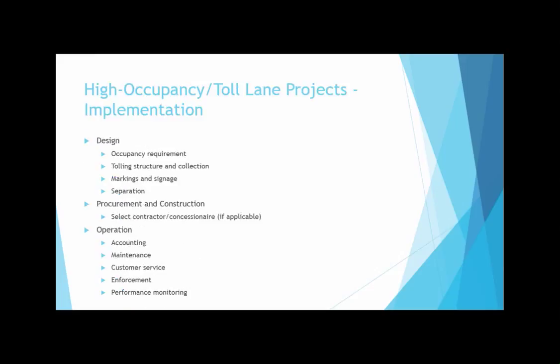The implementation of high-occupancy toll lane projects includes the design, procurement, and construction and operation steps. Some design concerns that will arise during the project are: what is the occupancy requirement? So is it HOT 2+, where a 2 or more person vehicle is considered a high occupancy vehicle and exempt from the toll, or is it going to be 3+?